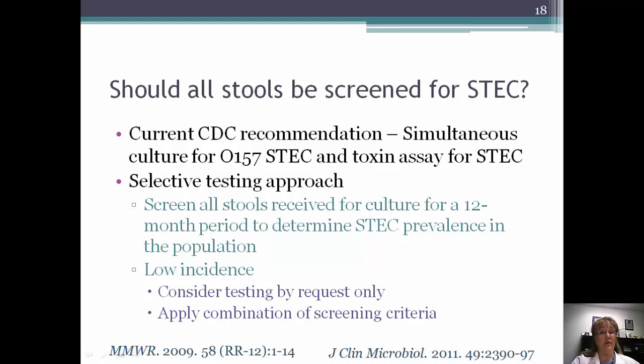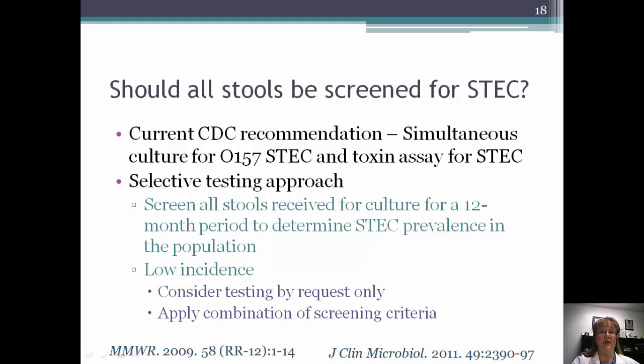One of the things that I would recommend, though, is that you really want to find out what the prevalence of the organisms are in your population. So I would recommend screening all your stool cultures for 12 months because you do want to get the seasonality in there as well to determine the prevalence. If it turns out that you have a zero prevalence or a very, very low prevalence, then it may be appropriate for you to choose a selective testing approach. However, if you're going to apply a screening criteria, I would suggest a combination of screening criteria, again, because it does make your testing more sensitive.